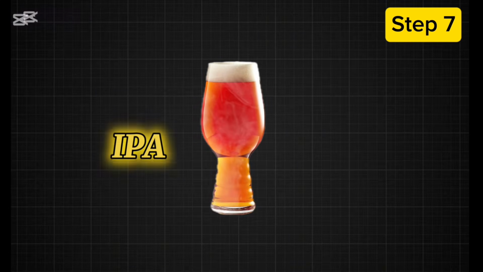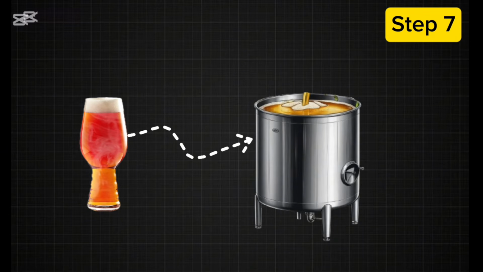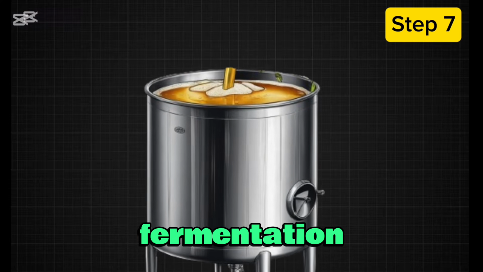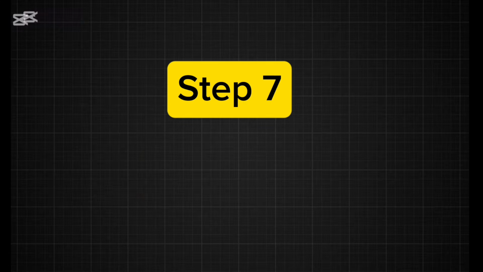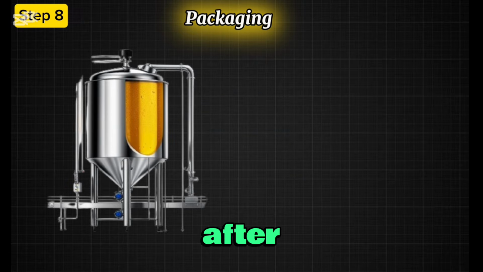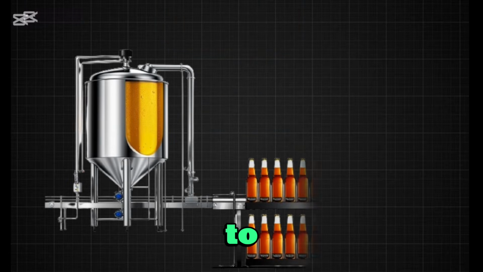Some beers, like IPAs, might undergo dry hopping, where hops are added after fermentation to give the beer extra aroma without increasing bitterness. Step 8. Packaging. Finally, after maturation, the beer is ready to be packaged.